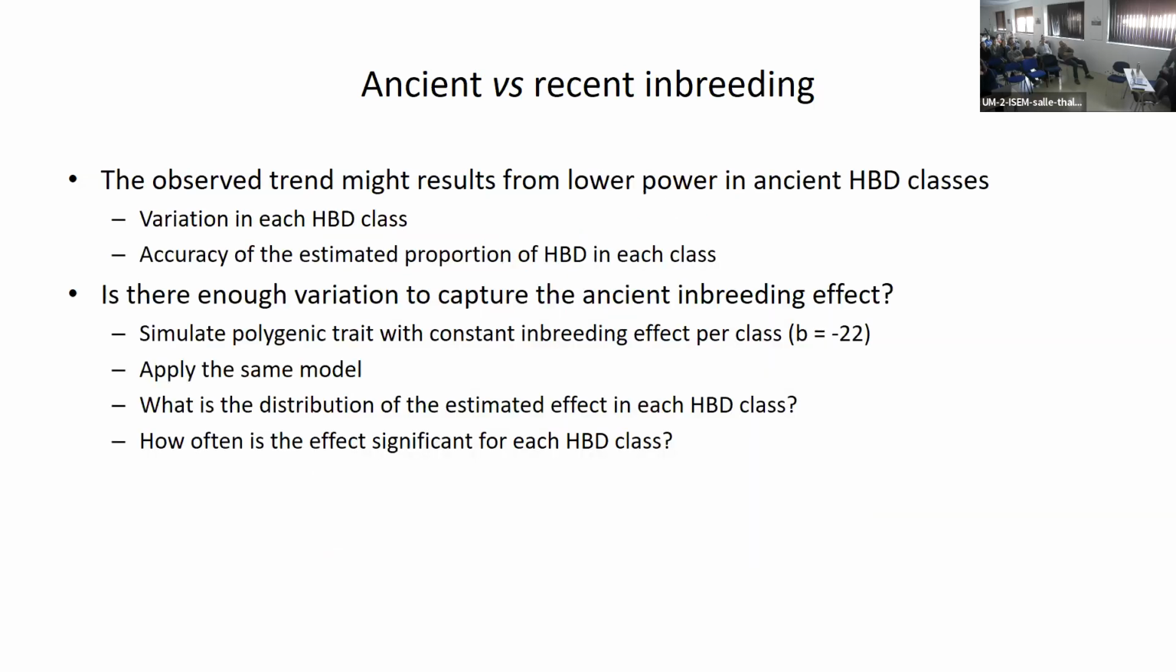But we wanted to go a step further, and we thought maybe the results we get are just an artifact because we don't have enough variation to estimate inbreeding in ancient classes, and also the ancient inbreeding is estimated with less precision. So we start by doing a simulation where we simulate constant inbreeding for all the classes, and with our data, check what result we would get.